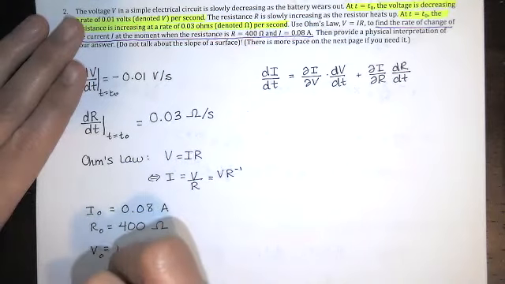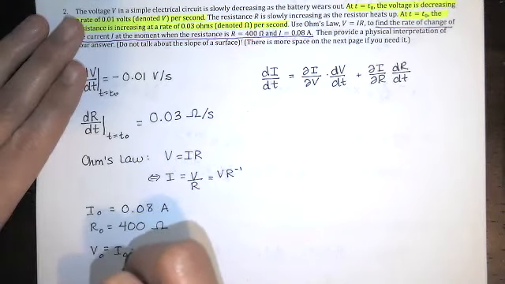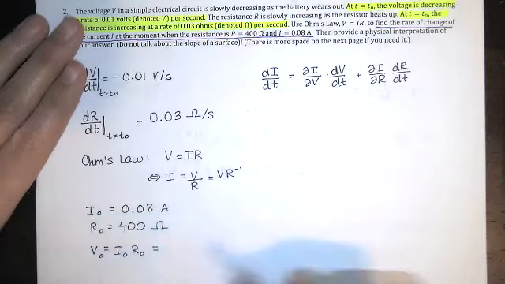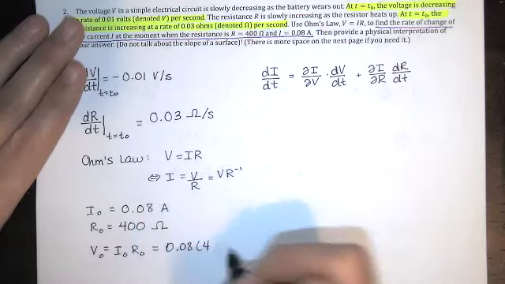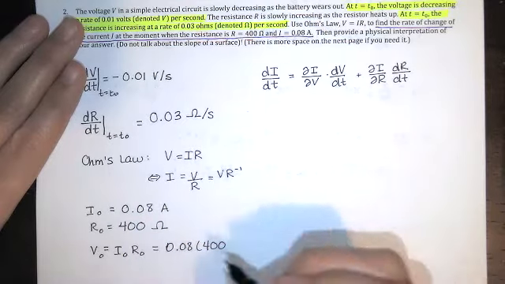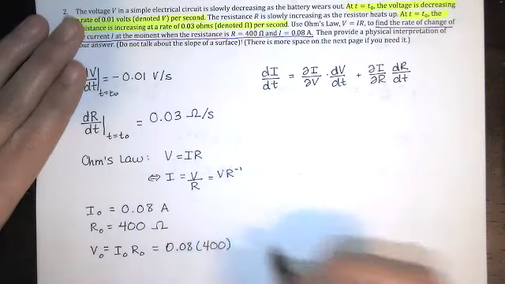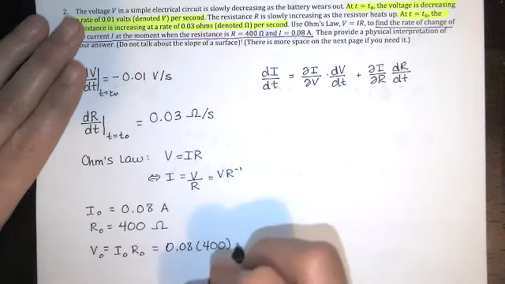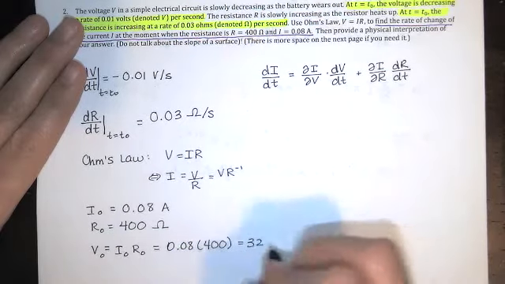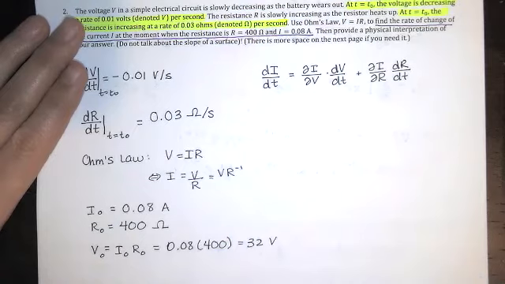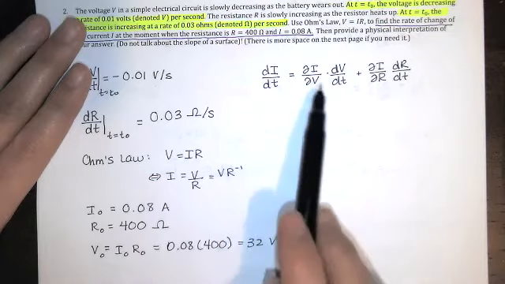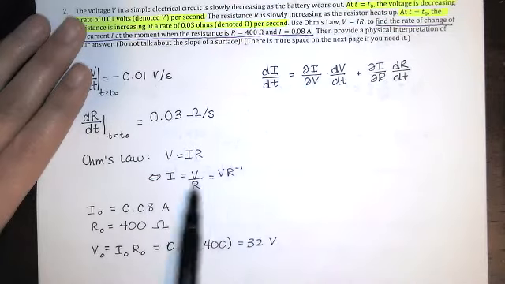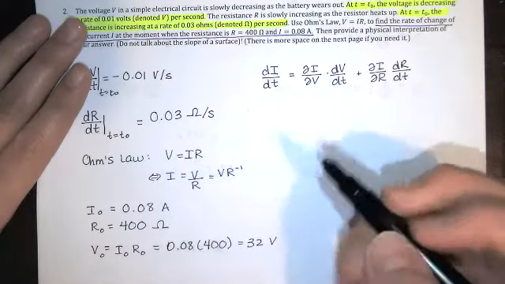V is equal to IR. So I can just take this 0.08 amps and multiply by the 400 ohms, and that's just 32 volts. Okay, so I've got all these values. I need to find these two partial derivatives now. Let's find the partial of I with respect to V, and I'm going to use this form.